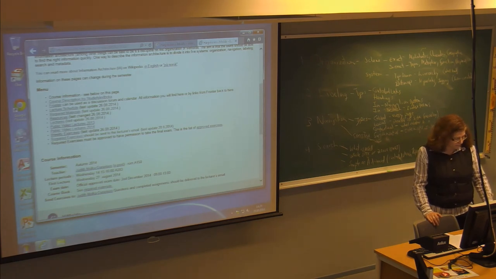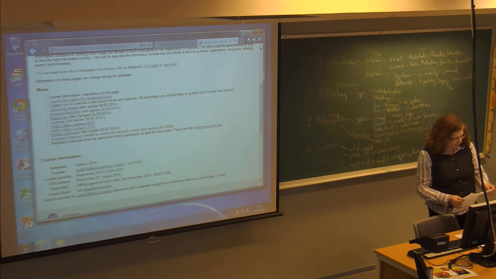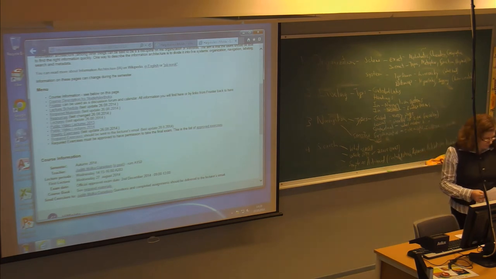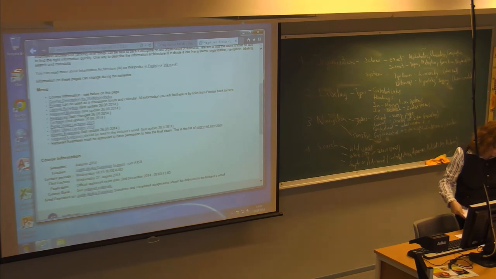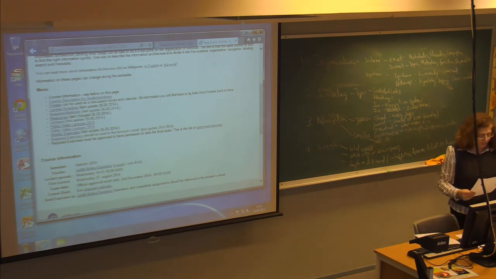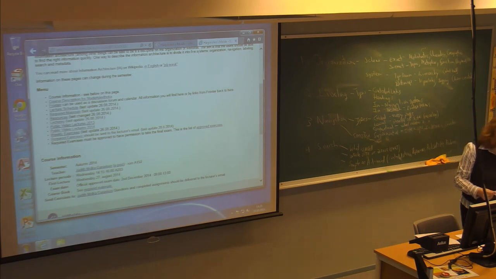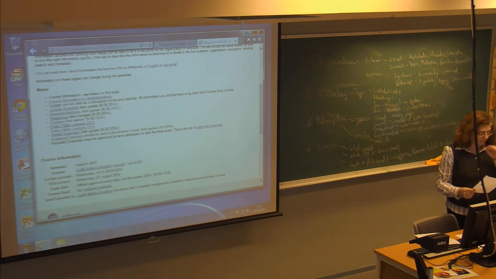So first of all, the question is, you should write a paragraph or two about the information architecture: organization, labeling, navigation, and search.